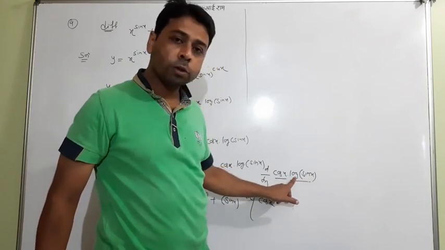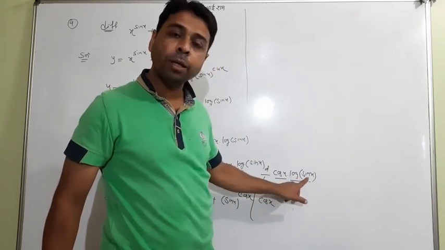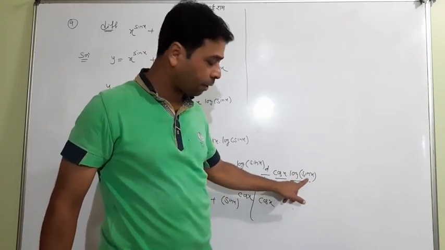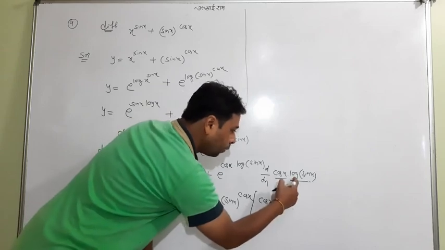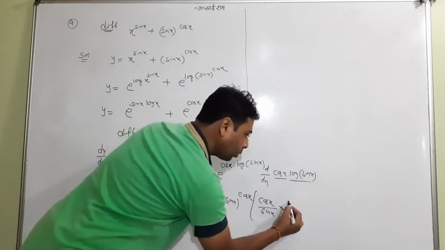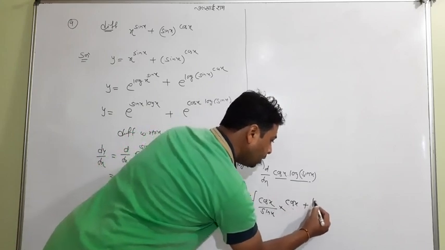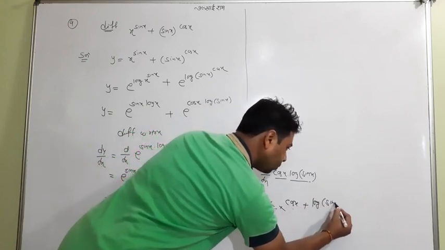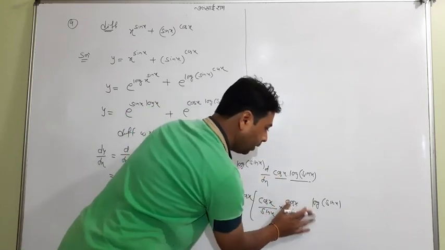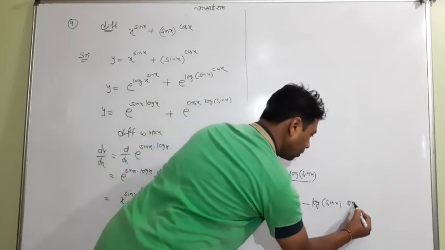Differential of log is 1 by sin, and sin having differentiation cos. Log sin x: first, differential of log is 1 by sin, and sin has differentiation cos. Second function, log sin x, and cos having differentiation minus sin x. So minus sin x.